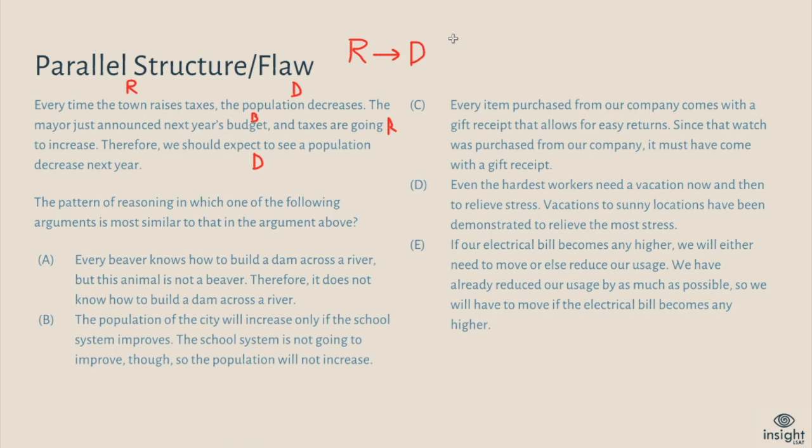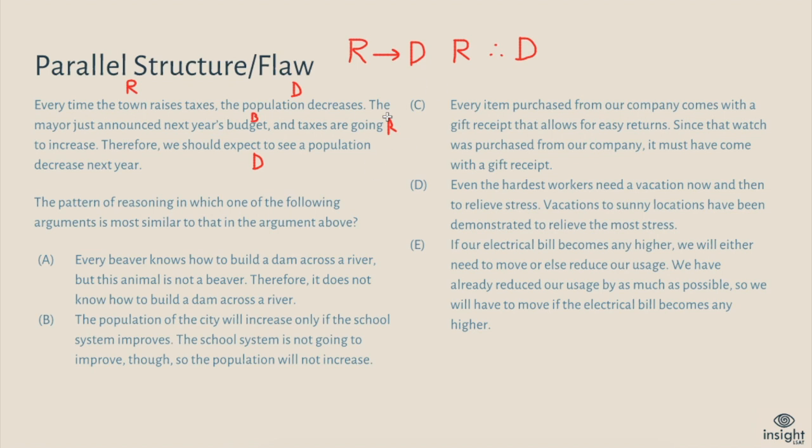It doesn't have any role in the logical structure. Then we have the fact that R, a mere assertion that R is the case, and an application of that over here is to conclude from R, D. If the town raises taxes, the population decreases. The town's going to raise taxes, therefore the population is going to decrease. That's your skeleton for the argument in the blurb.